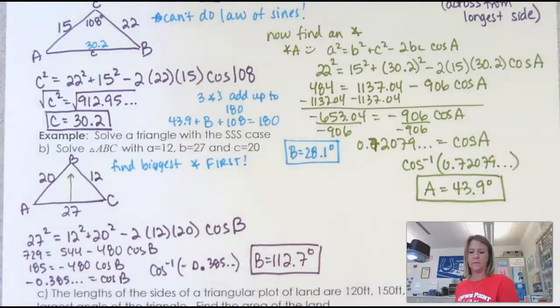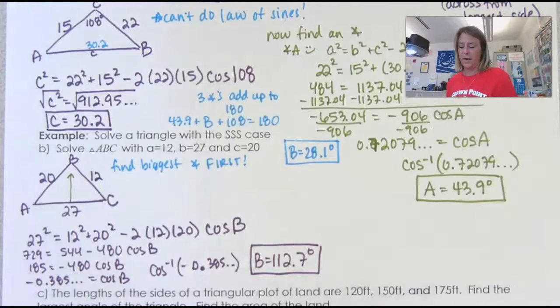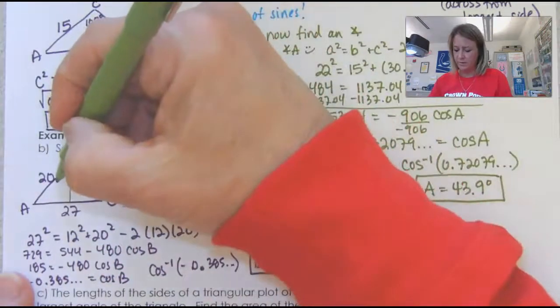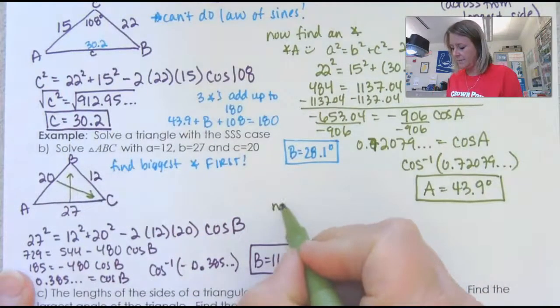All right, let's try the next one here. It honestly doesn't matter which angle you do next. You should only have to do this one more time because once you have two angles, they all add up to 180. All three add up to 180. But I would probably just go ahead and do whichever the next biggest side is. So that would be this one right here, 20, which is C. So now we're going to find C.